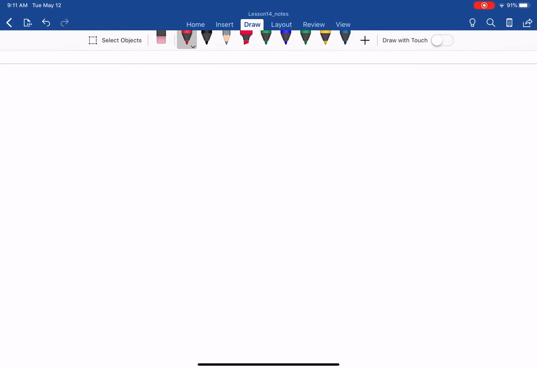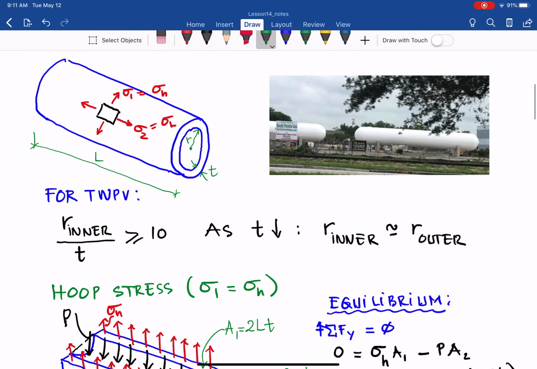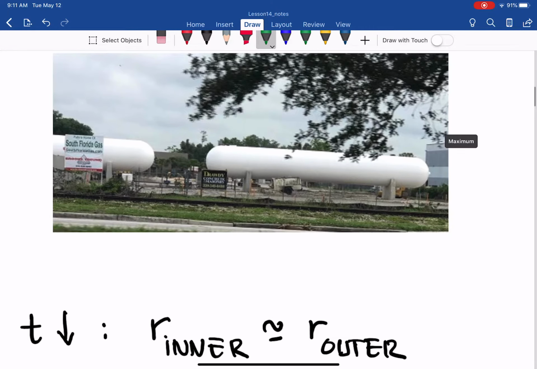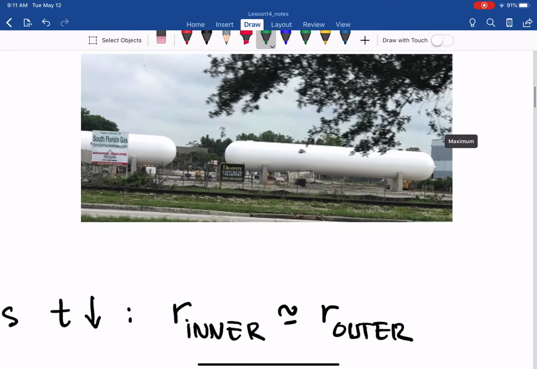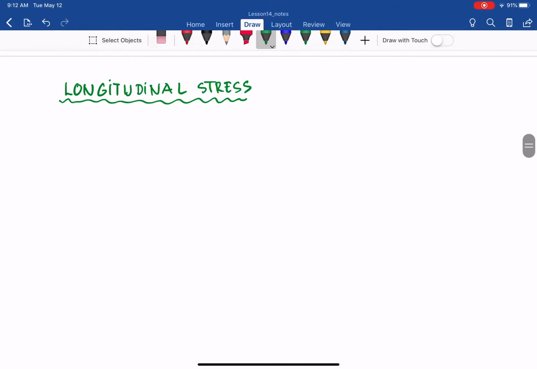Longitudinal stress. When it's longitudinal stress, it means that for the tank, we cut perpendicular to the longitudinal, which is along the transverse of the tank, and from that we can draw part of the tank at the cut.